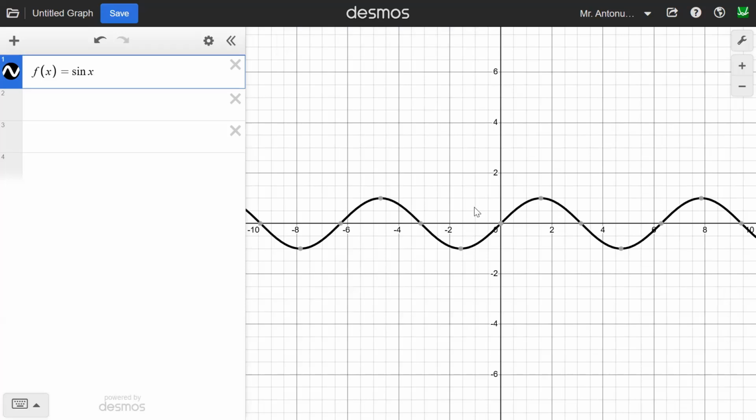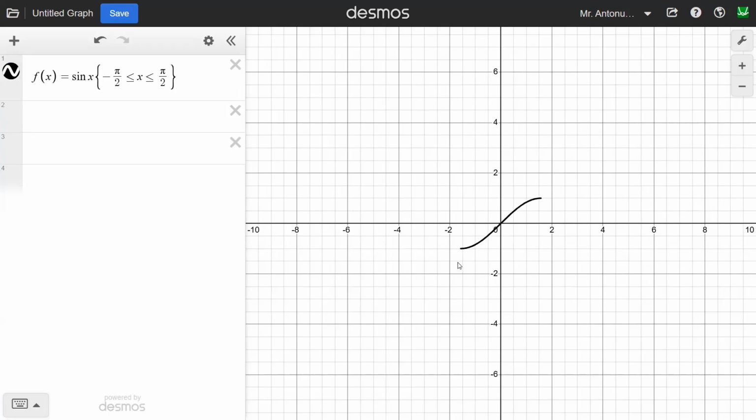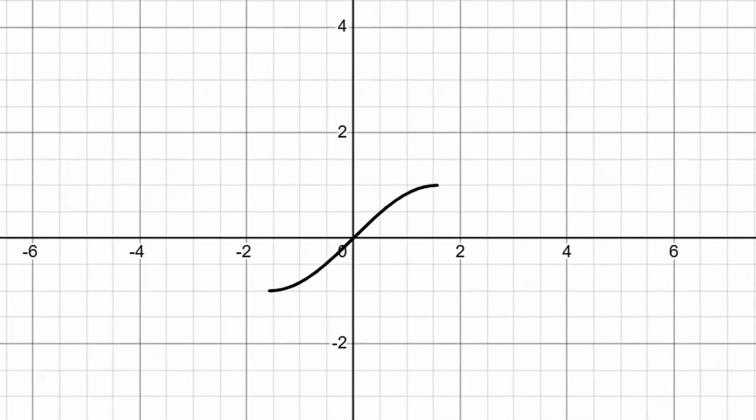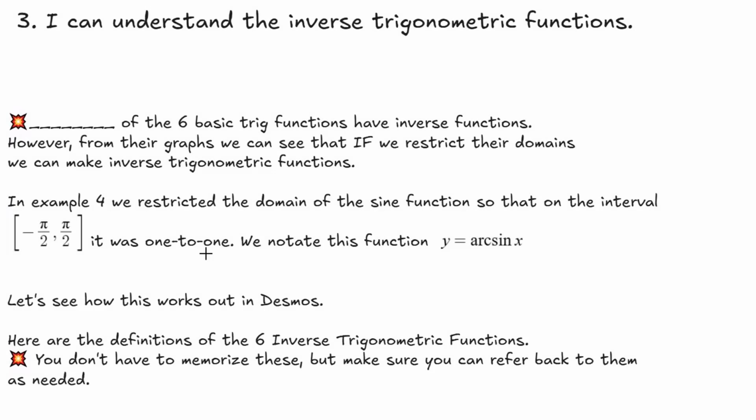So here we have the sine function, and you can definitely see it does not pass the horizontal line test. If we restrict the domain, you can see that an inverse function would exist. Now, this brings up the important concept of inverse trigonometric functions. None of the 6 basic trig functions have inverse functions. However, if we graph them, we can see that if we restrict their domains, we can make inverse trigonometric functions.